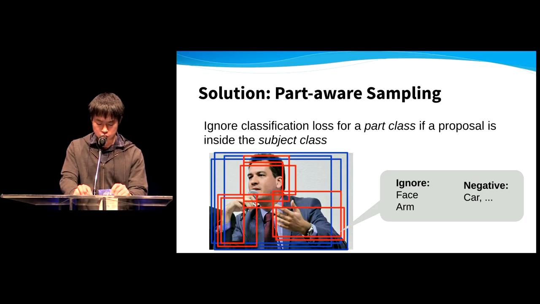Based on this intuition, we ignore calculation of classification loss for a part category if a proposal is spatially inside the bounding box of the subject category. For instance, with this image, given the ground truth person annotation, we ignore classification loss for human parts such as arms and faces for proposals inside the bounding box of person.